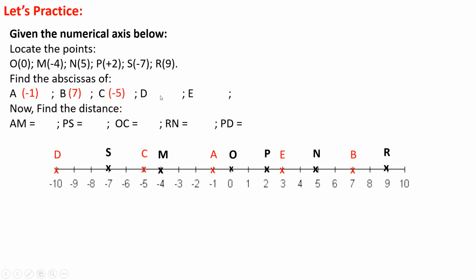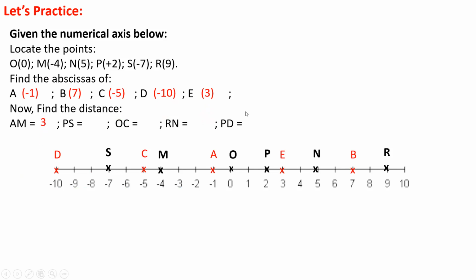D is located on the -10, and E is located on the +3, so the abscissa of E is 3. Now let's find the distance between A and M. I will count 1, 2, 3. So the distance between A and M is 3.